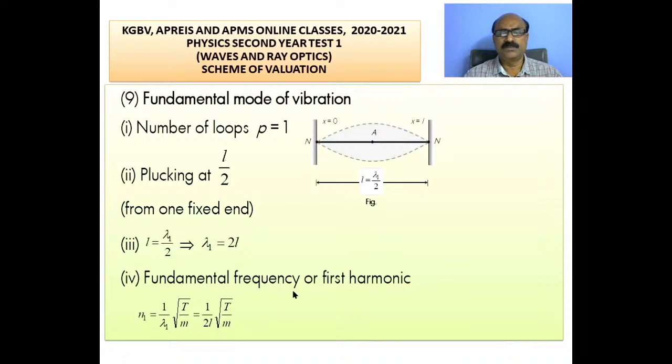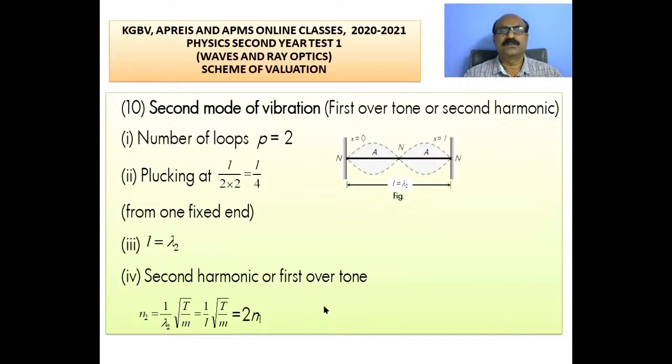And the fundamental frequency, also called the first harmonic, N1 is equal to 1 by lambda 1 times root T by M, that is equal to 1 by 2L root T by M. So we have derived the equation for the fundamental frequency or first harmonic as N1 equal to 1 by 2L under root T over M.